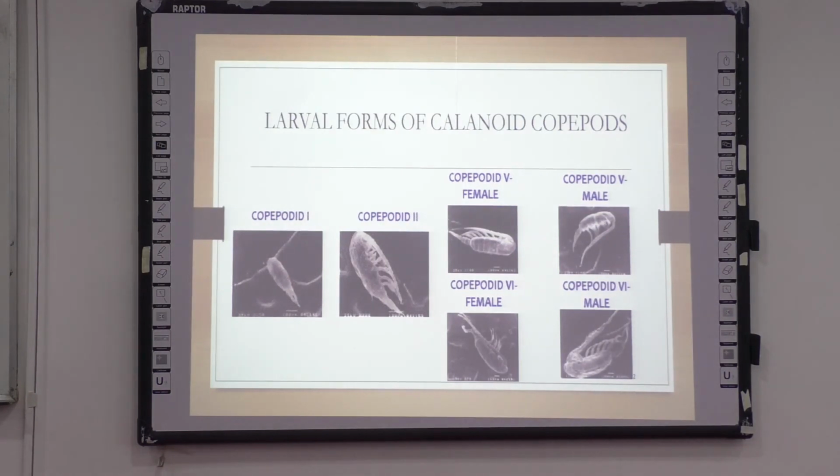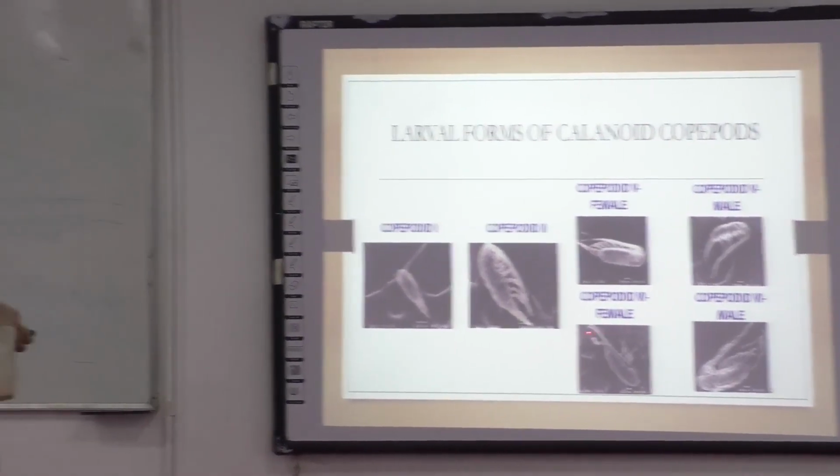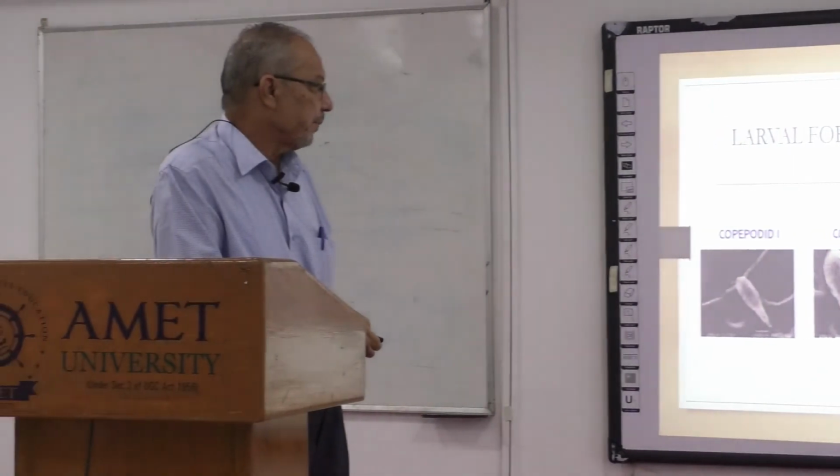Again, as I said, those are the 6 naupliar stages, and these are copepodite 1 and 2, and then these are copepodite 3 and 4, and then this is the female and the male, and the male and female are distinctly different.